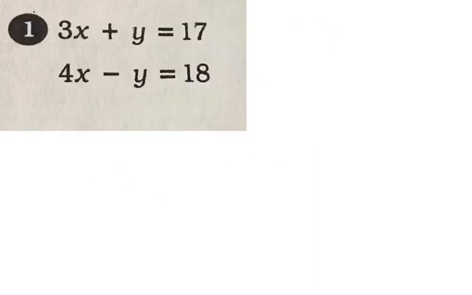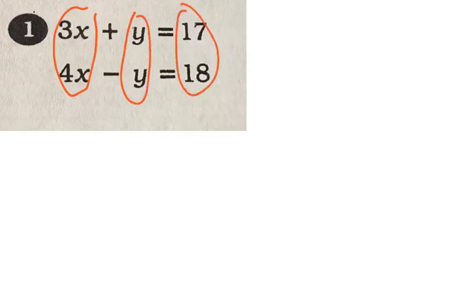So here we go. Guys, you're going to review linear systems, and again, hopefully this is something fairly basic that you still remember, but some of you guys forgot. So we're going to focus on the elimination method. Step one, we always make sure all the terms and variables are lined up. So as you can see, I have my x's, y's, and my numbers lined up very nicely there.